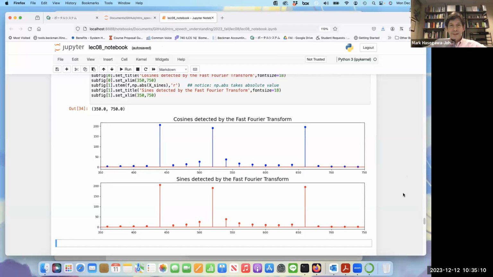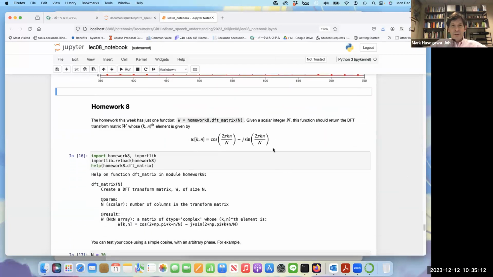Okay, thank you. All right, let's talk about the homework. This week, the homework has just one function because the math is fairly intensive. So I'm just going to have one function that has to do with the very last section, section 4, where I'm going to ask you to create a W matrix in which the kth row contains a complex valued pure tone, cosine minus j times the sine.